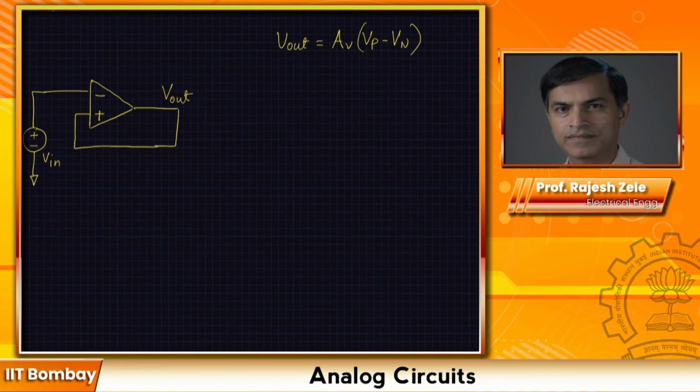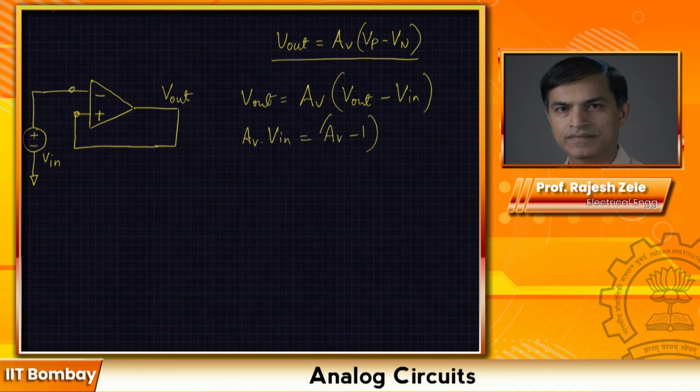Okay, so as I said again, we will start from this expression, and then I will just substitute the terms for these two terminals, and then what we would get is V out is equal to AV times, what is V? Positive voltage is also V out, minus Vn. What is Vn? Vn is V in.